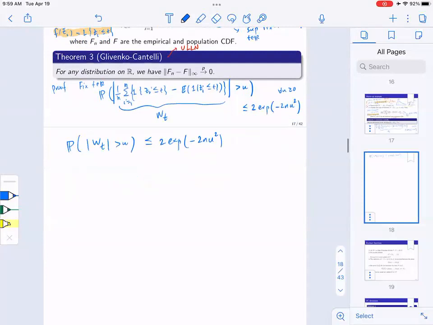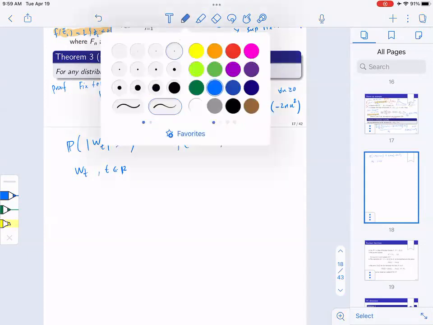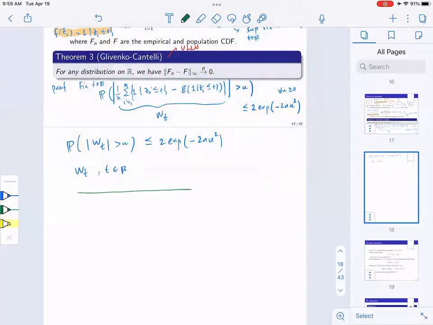The idea is that W_t as t varies in R is not infinitely many variables. They're just a finite bunch of variables. It's easy to see if you just imagine these points on a line. So this is a finite set of variables.